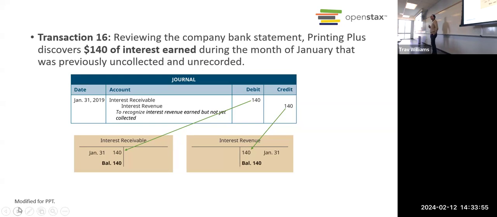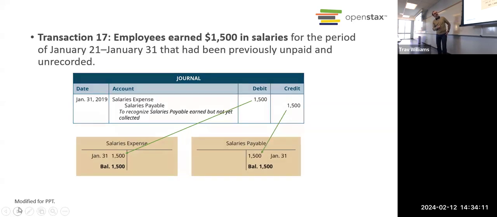No. That's why we have interest receivable. And we have already earned it, so we have interest revenue, right? We earned it because the time went by, but the customer hasn't paid us yet. Okay, then we have some more employees earning salaries. Have we paid them? Nope. And we know that because we have a salaries payable entry.